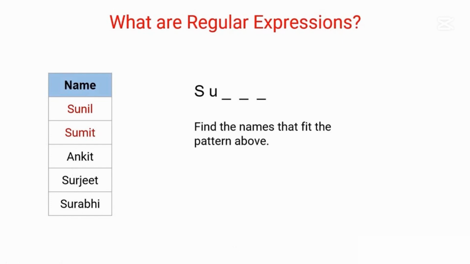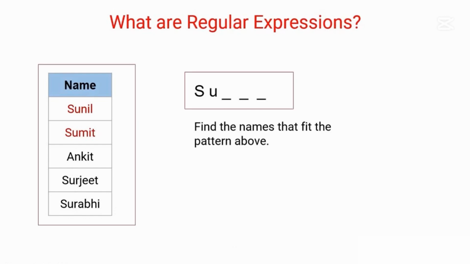So what we have done here is we have a pattern or criteria and a list of names. And we're trying to find the names which match the given pattern. That's exactly how regular expressions work. In regular expressions, we have different types of patterns to recognize different strings or characters.